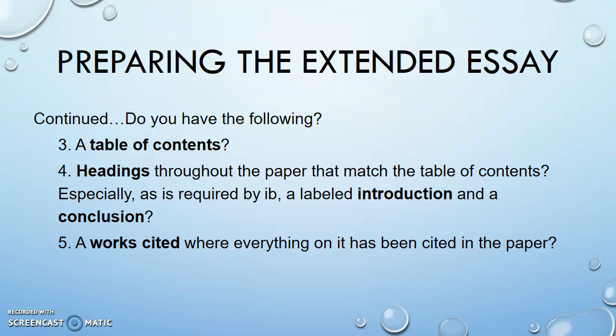Now, on that table of contents, your headings should match throughout the paper. So if you say that you're talking about introduction on page 2, you need to make sure that it's labeled introduction on page 2. If you start your conclusion on page 15, it needs to say conclusion on page 15. So make sure that those are labeled because introduction and conclusion are actually assessed by IB. So you want to make sure you've got those clearly labeled. Also, works cited. Anything that's been cited in the paper needs to be cited in the works cited. So make sure everything matches up.